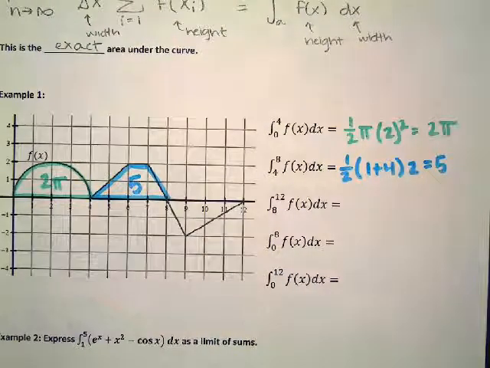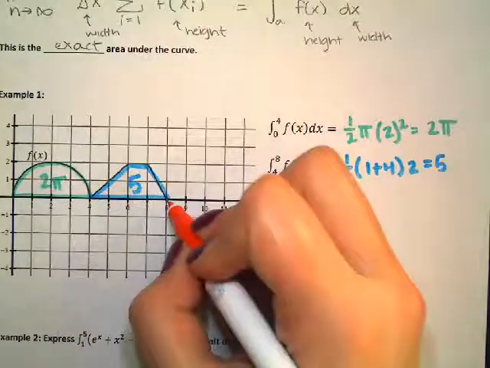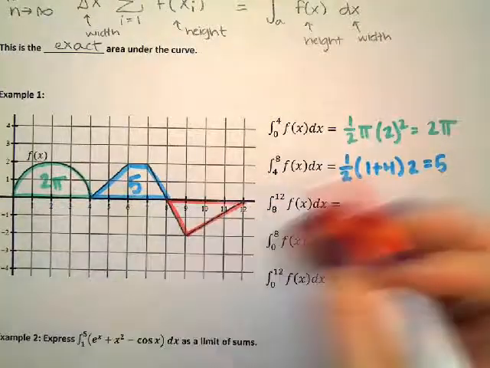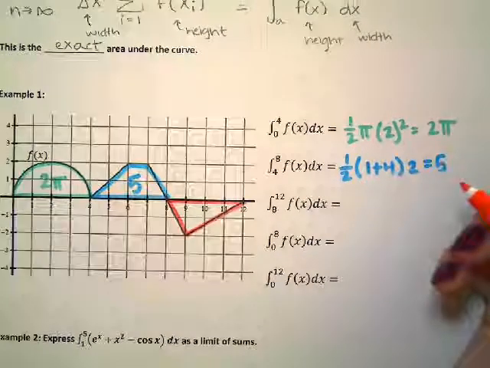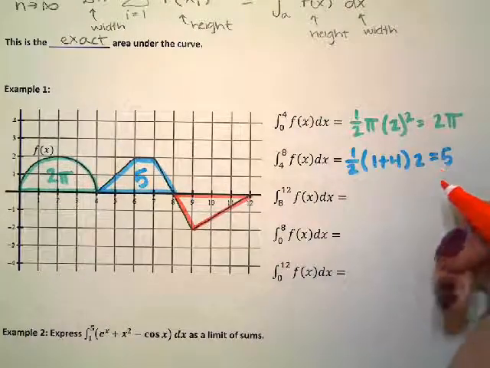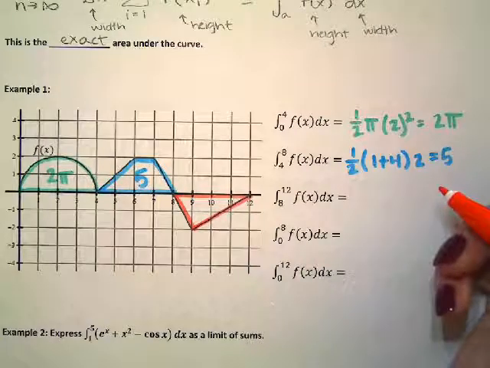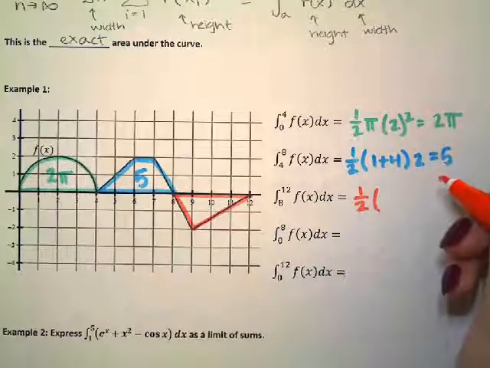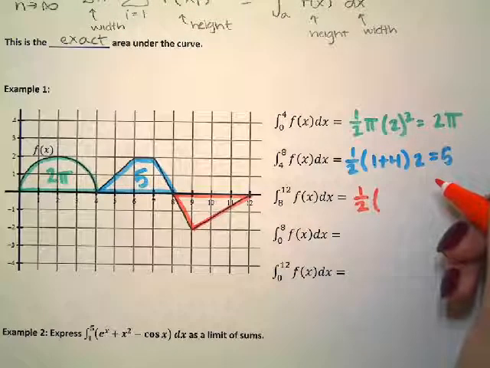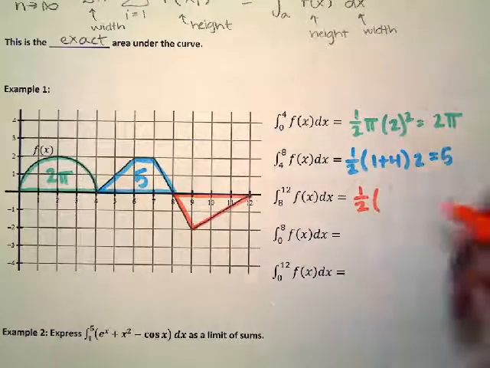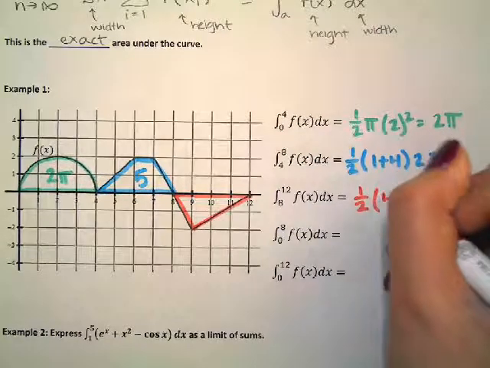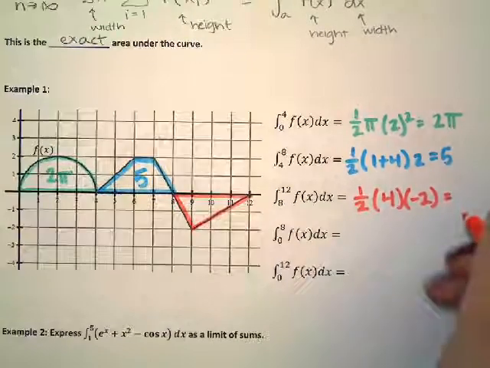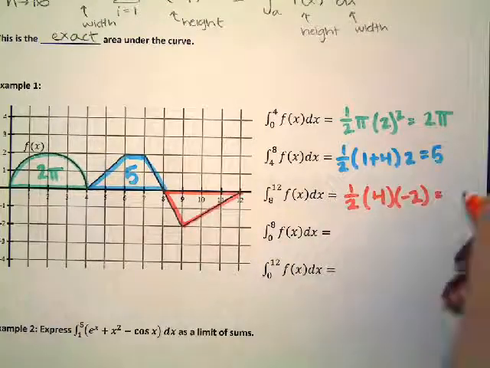What about if we do from 8 to 12? 2 pi plus 5. Oh wait, no, that's the next one. Sorry. 8 to 12. 1/2 base times height, but it's underneath the x-axis. The height is -2. That's fair. Okay, 1/2 base is 4, height is -2. So what's the area? -4.